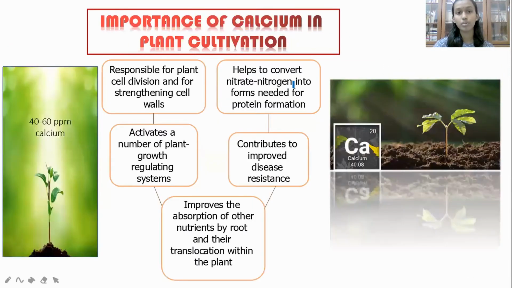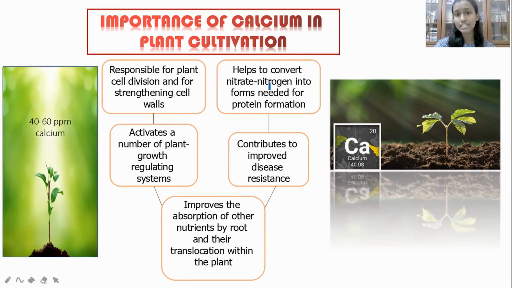Now, let's move on to the importance of calcium in plant cultivation. Basically, a plant needs around 40 to 60 ppm of calcium in order to grow healthily. Calcium is very responsible for cell division and for strengthening the cell walls, as calcium forms a compound called calcium pectate.